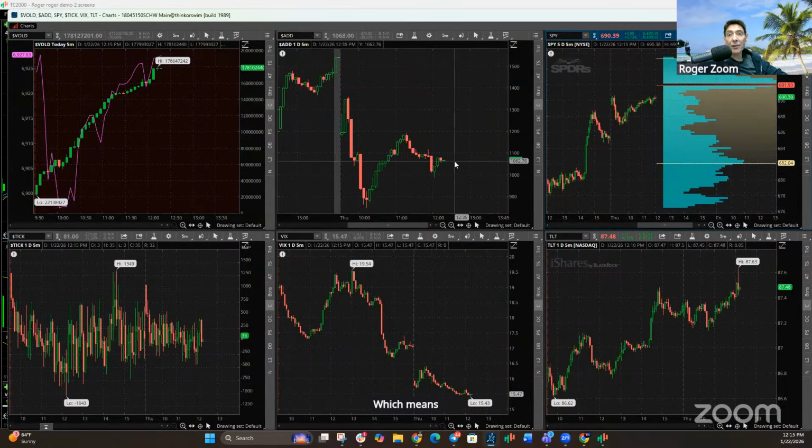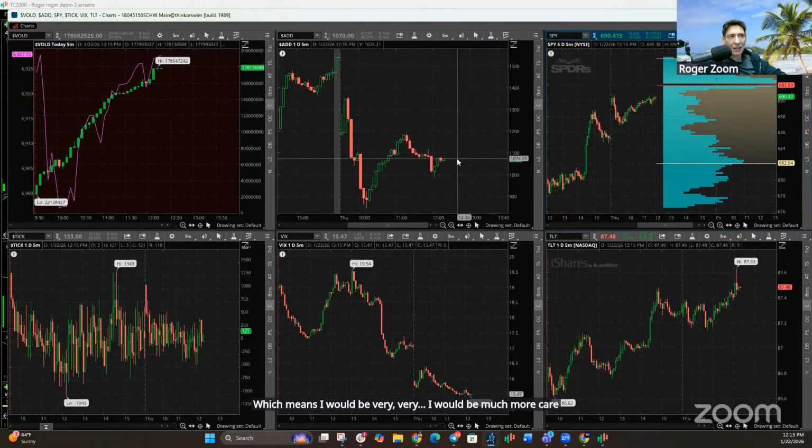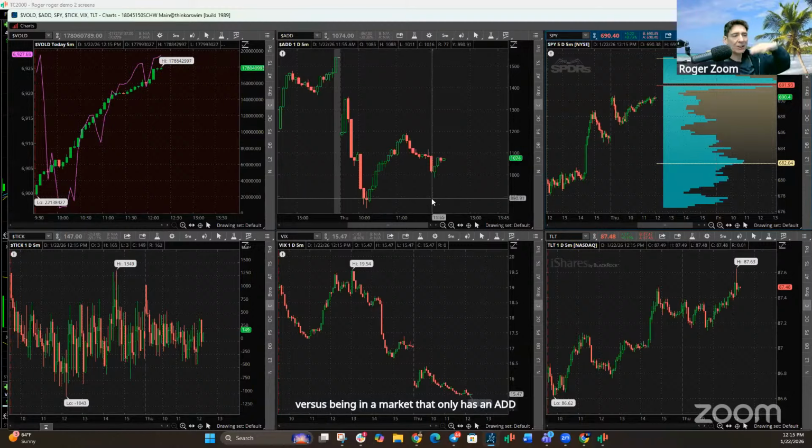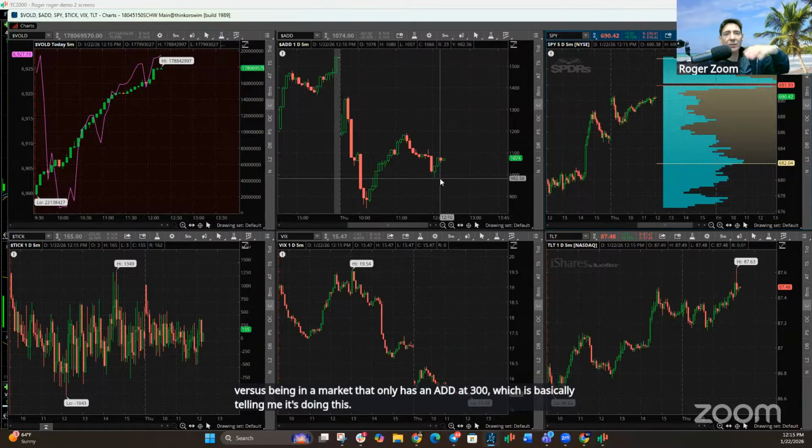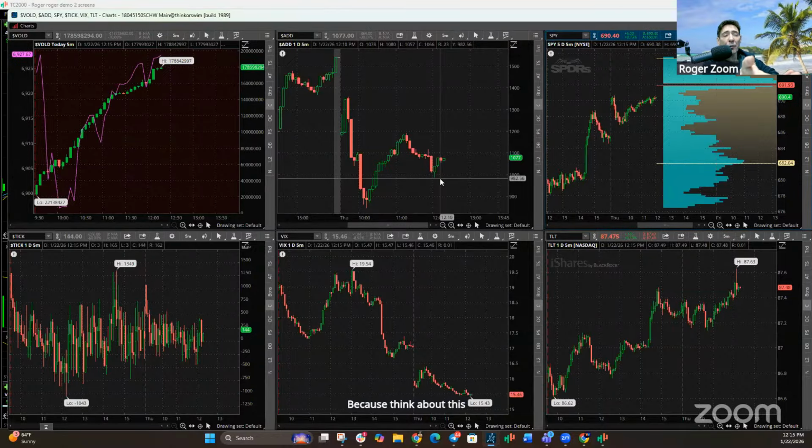Which means I would be much more careful with my stop losses versus being in a market that only has an ADD at 300, which is basically telling me it's doing this. Just think about this. If I have over 1,000 stocks, there's only about 3,000 large caps. If I have over 1,000 stocks trading above yesterday's closing price, right? That's telling me that these stocks can either go higher or they can go lower. That's called volatility.